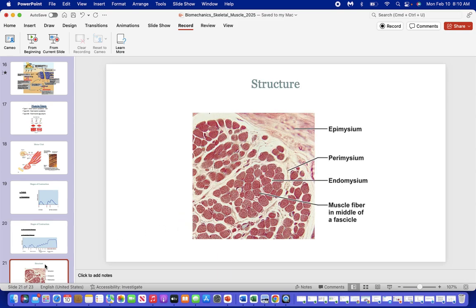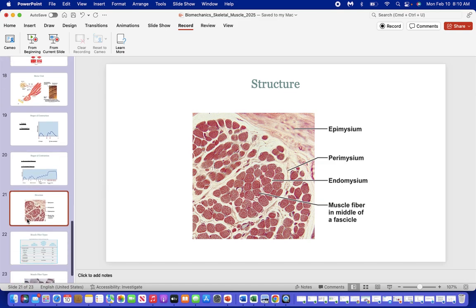This is a microscopic image of a muscle fiber. You can see all the structures here. You don't necessarily have to know this image, just know what is in there.